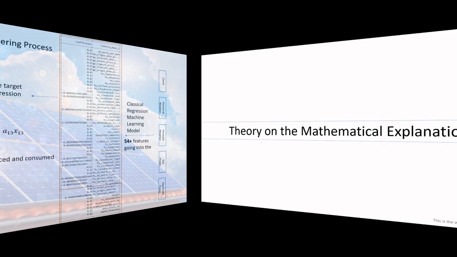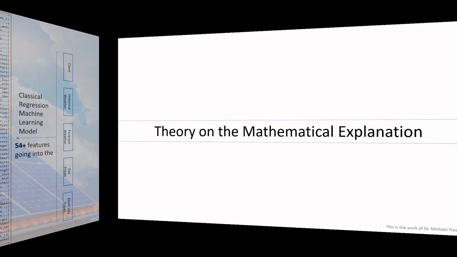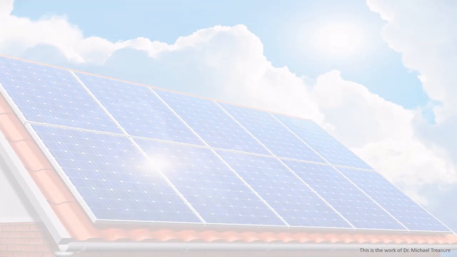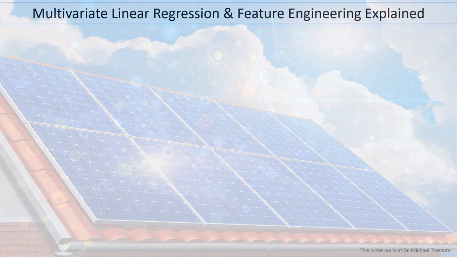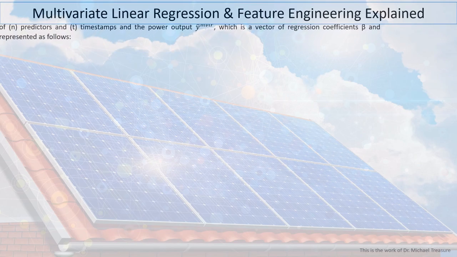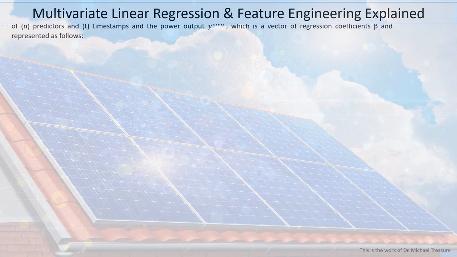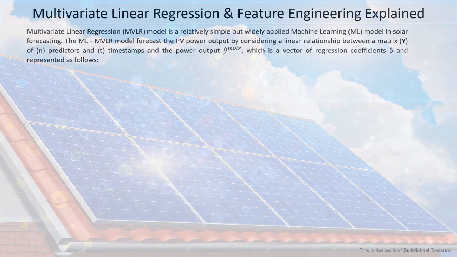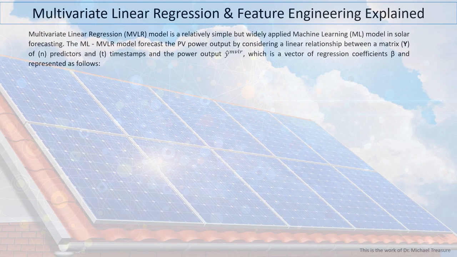Let's talk more about multivariate linear regression and our feature reduction process. Multivariate linear regression, MVLR, is simple, but widely applied in machine learning models for solar forecasting. The machine learning MVLR model forecasts the solar power output by considering a linear relationship between a matrix, Y, of n predictors and t timestamps, and the power output y hat MVLR, a vector of regression coefficients beta, which we represent in equation 1 as follows.